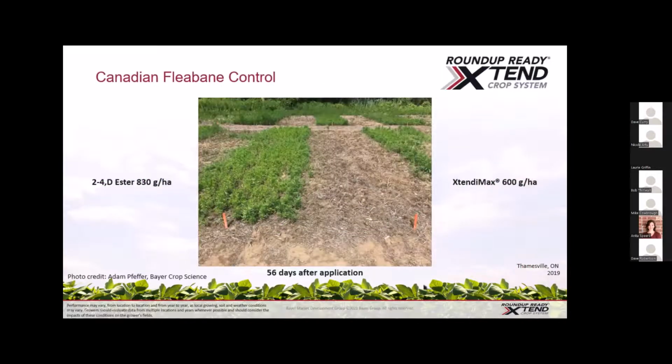And just a quick picture here on Fleabane control. When we think about the dicamba herbicide compared to, say, the 2,4-D in the Enlist program, one of the biggest benefits we see is still that residual component that dicamba offers. This is a picture of the difference in control on Fleabane 56 days after application, and you can see that residual component of dicamba with XtendiMax on the right-hand side is just really, really effective.